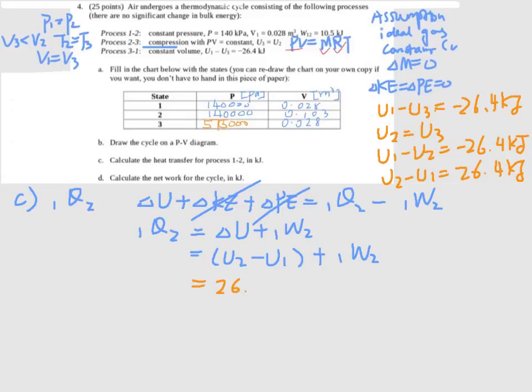Okay? Now we can plug in the numbers that we just figured out. It's 26.4 kilojoule for U2 minus U1, and the work from 1 to 2 is already given. It's 10.5. So now we can just do the math, and that gives us 36.9 kilojoule. Okay? And we're going to discuss part D in the next video.